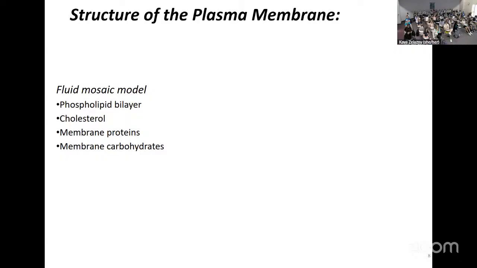Now it's fluid because it moves, right? So the mosaic part gets to the different pieces. The fluid part gets to this is not a rigid structure. It's not a cage. It's not a rock. It can move around. And that movement is part of how we see things moving across membranes and part of why cells can move the way they do.